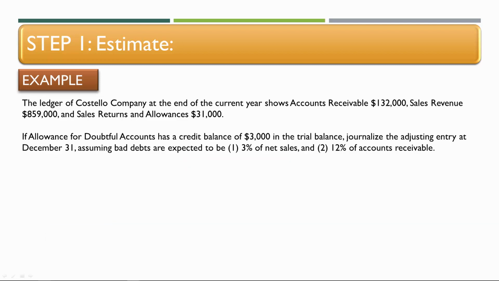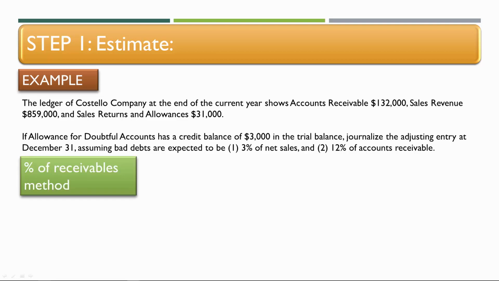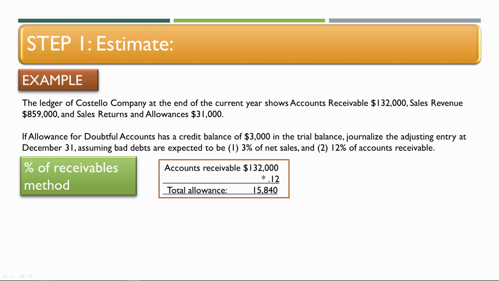Now let's look at the same company, but instead we're going to do the estimate based on the percentage of receivables method. So here we're going to take the accounts receivable balance times the 12% that they expect not to collect, and we're going to determine that our total allowance then is $15,840. So when we're looking at the percentage of receivables method, you're actually calculating what the total allowance should be.